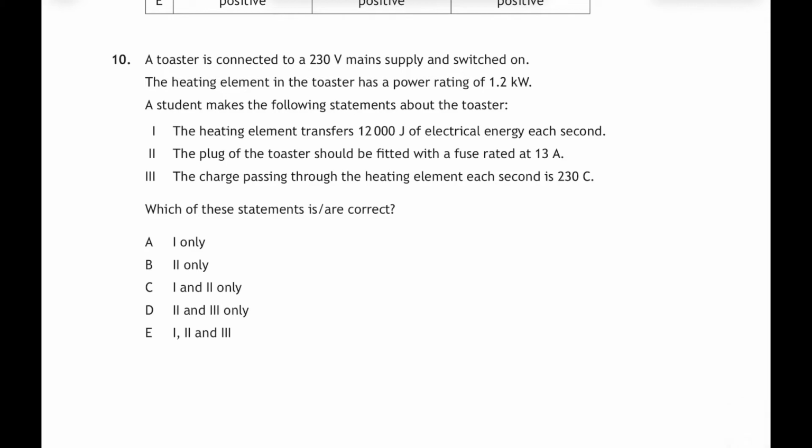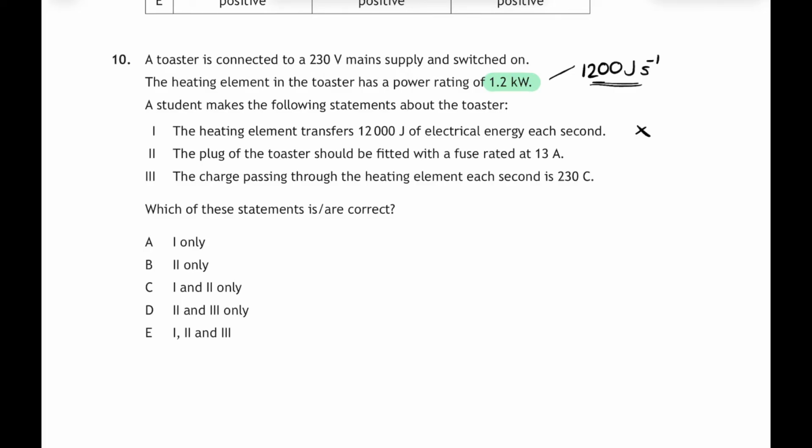A toaster is connected to a 230 volt main supply and switched on, and the heating element in the toaster has a power rating of 1.2 kilowatts, that's 1200 watts, or more importantly it uses 1200 joules per second. And the student makes the following statements about the toaster. Number 1, the heating element transfers 12,000 joules of electrical energy each second. No, it doesn't. It's 1200 joules per second.